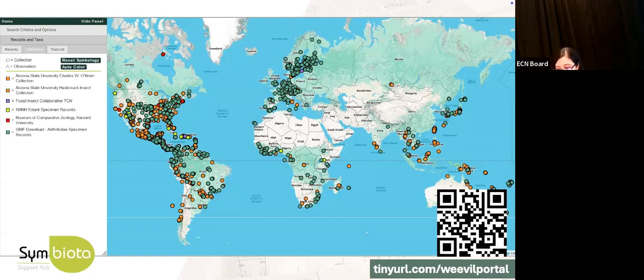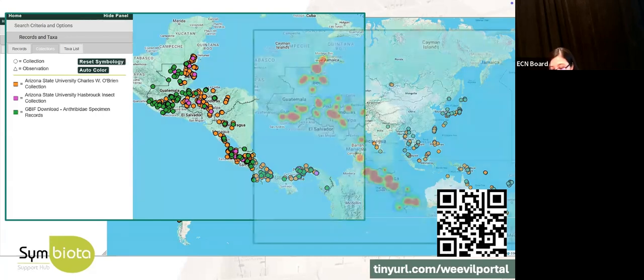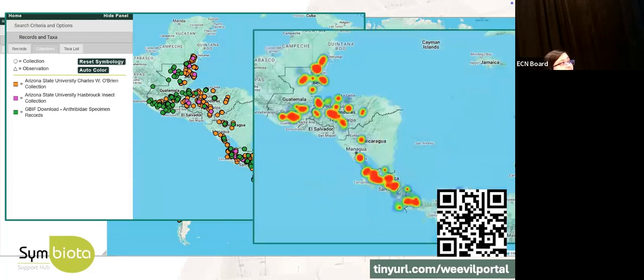So because we are using this new Symbiota portal, we can also play with the new functions. This is the new version of Symbiota. We can play a little bit with the maps. We can change the colors of the collections so we can see what we have already available in the portal. So we can also play with these very cool new heat maps. So we can check where we have records from.